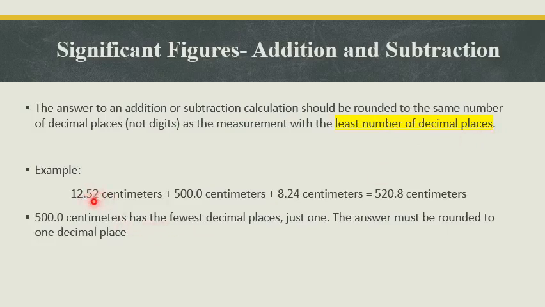12.52, there are 2 decimal places, plus 500.0, 1 decimal place, plus 8.24, there are 2 decimal places here. So the least number of decimal places is 1, for this number. So our answer should have 1 decimal place. When you add and round it to 1 decimal place, that will be your correct significant digit in an addition question like this. Same goes with the subtraction. Take the least number of decimal places in your answer.